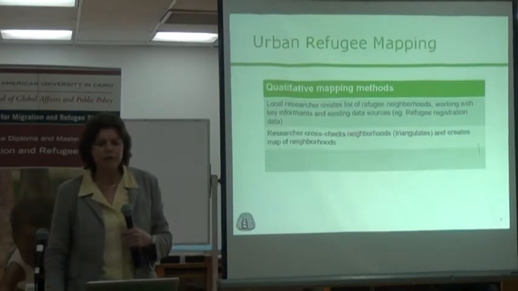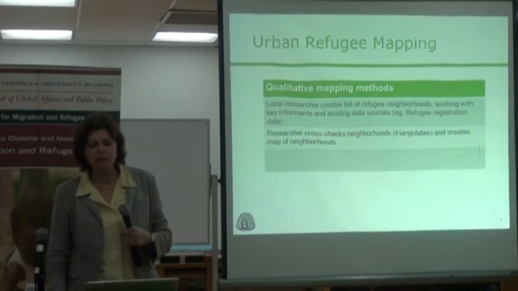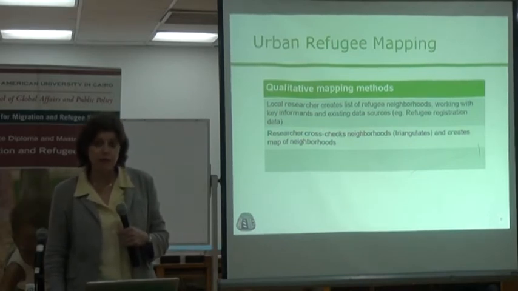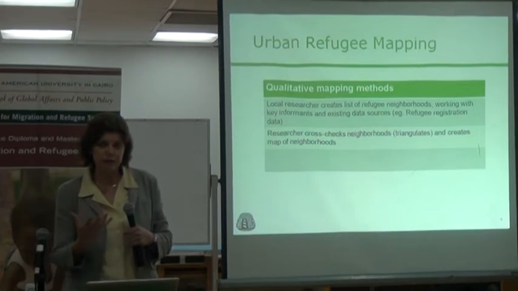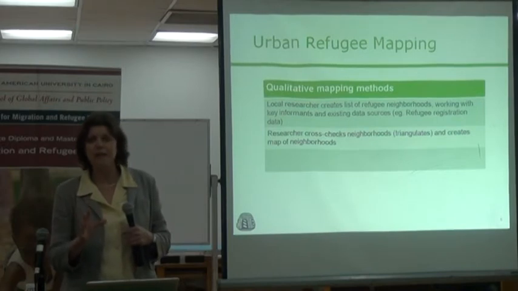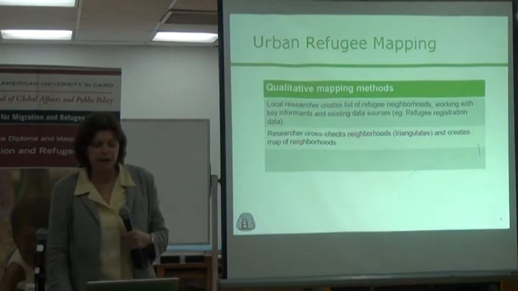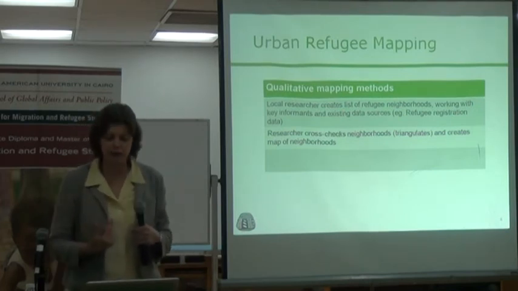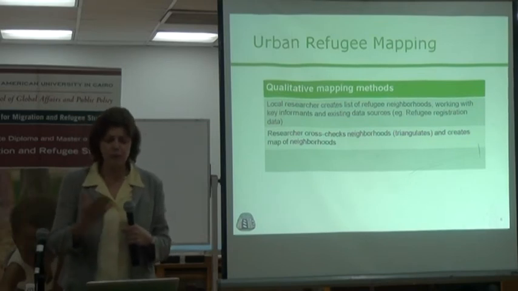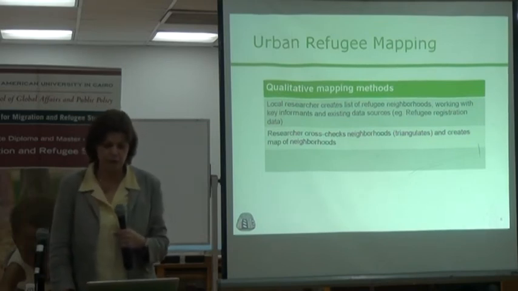One of the interesting pieces that's coming out of this project is we're developing some really good mapping methods, because one of the first objectives of our study is to map the city. So what we have is we have our local researcher, we train them to do this mapping. Basically, they start by developing a list of the refugee neighborhoods, working with key informants and existing data sources. And then they cross-check or triangulate these neighborhoods working with different informants.